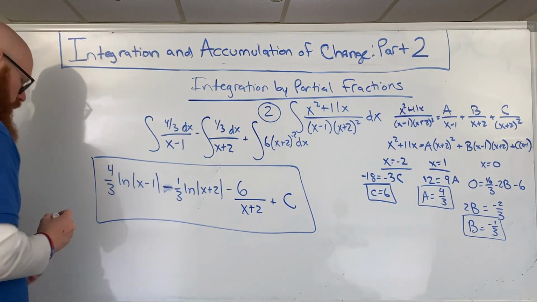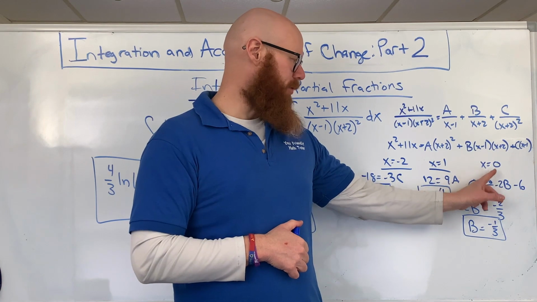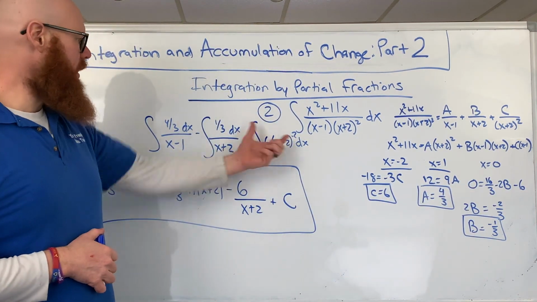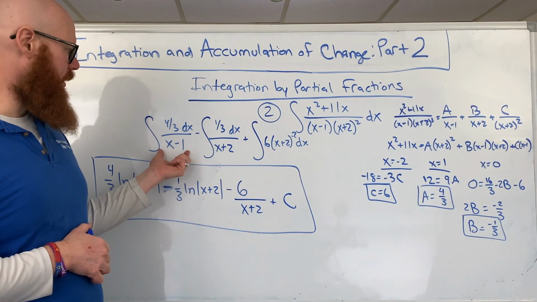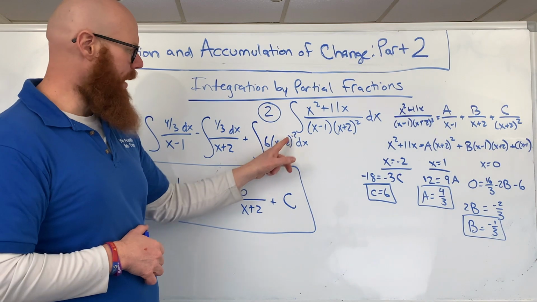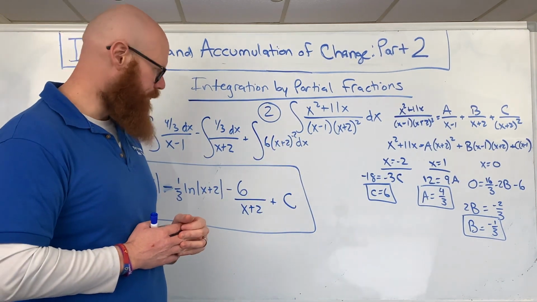All right, so when you have a repeated linear factor, you have to go the extra step and plug in another value to solve. And then when you integrate, only when it's a single linear factor are you going to be able to just use ln. When you have a higher power here, you're going to have to use the reverse of the power rule.